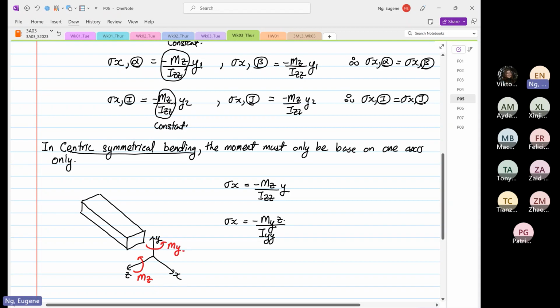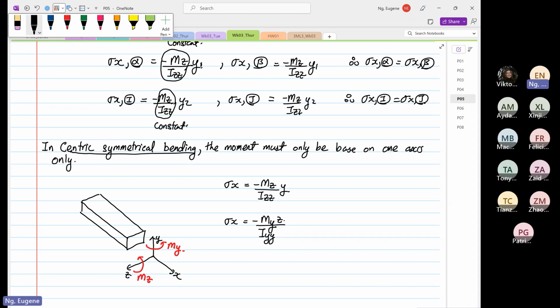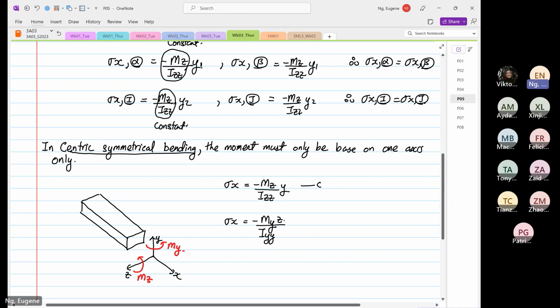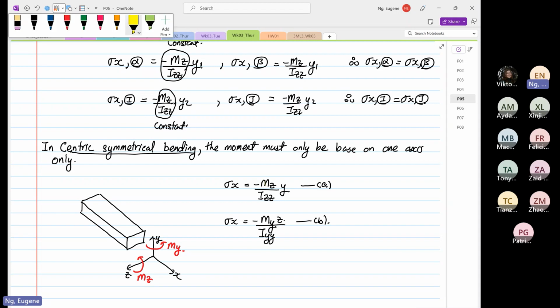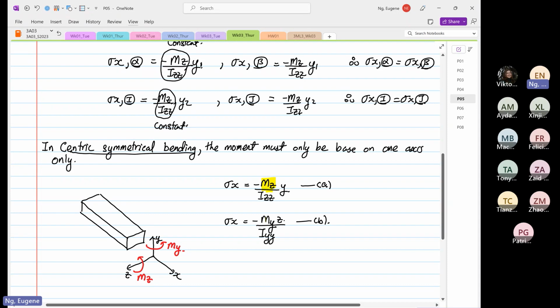Okay, so in centric symmetrical bending, you can only use equation A or you can only use equation B. So i.e. bending is only about what? One axis. Sorry, moment can only be applied about one axis. It's either based on Mz or My.